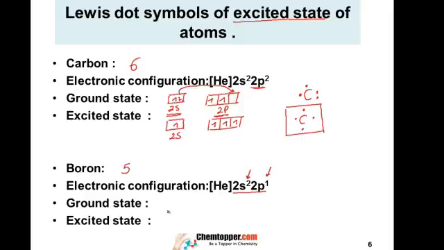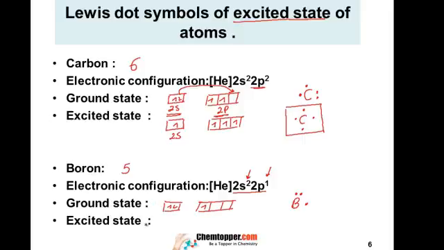So the ground state has 2 electrons present as a pair in the s orbital and 1 electron is present as an unpaired electron in one of the p orbitals. So its ground state Lewis dot symbol is the pair of electrons and 1 single electron around the symbol.